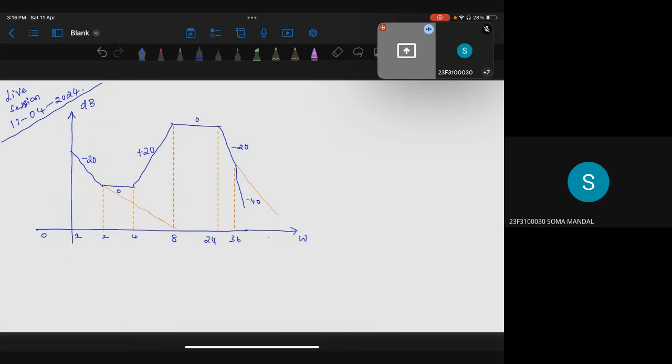Okay. So here the question is to determine the transfer function from the Bode plot. Okay. So now here you could see first we need to write, I'm writing directly. So let me take this one out. So the direct form of the transfer function.